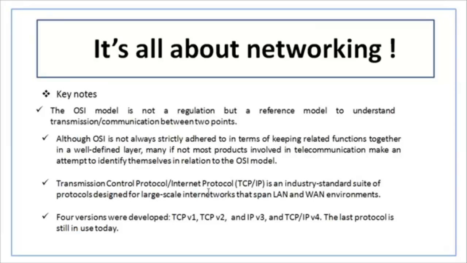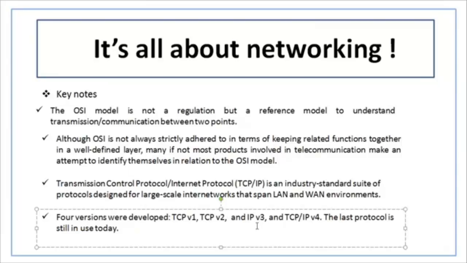The second layer, the DoD model, which is actually the earlier model than the OSI model. So TCP/IP is an industry standard, and this is what we use today in the LANs and WANs. There were 4 versions of TCP, and the reason I've just mentioned TCP, I told you there was no IP earlier, and you'll see it in the later slides. There was TCP version 1, version 2, and version 3, and then came TCP/IP version 4, which is still in use today.